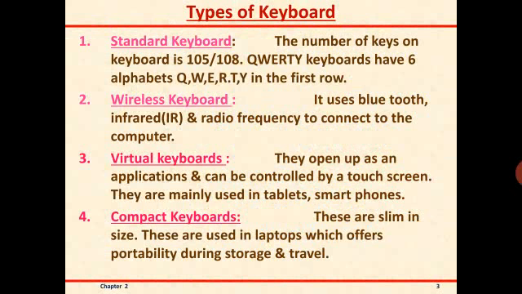Second type of keyboard is wireless keyboard. The name only tells you that it doesn't have any wire to connect with the computer. Then how it works? It uses different techniques like Bluetooth, infrared, radio frequency to connect the keyboard with the computer. Once the keyboard is connected to the computer, then only we can enter the data into the computer. Without connecting, it is not possible. Either we require wire or we require these techniques.